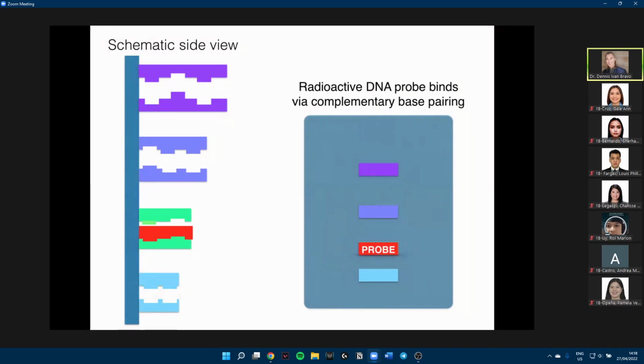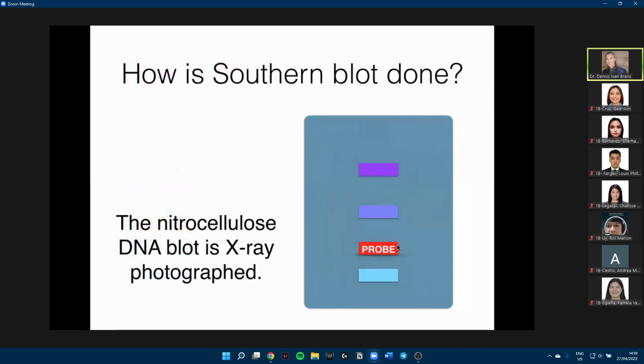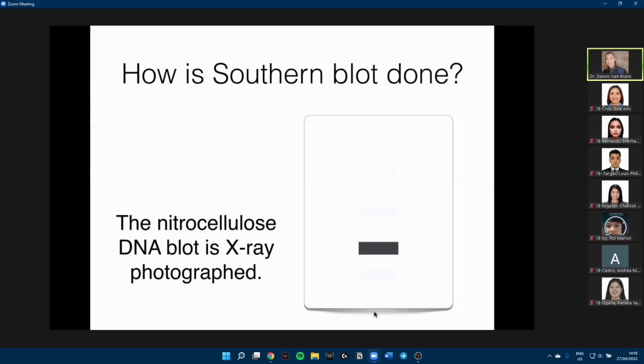Now, the final step is visualization, and this is through X-ray photography. The probe is radioactive, so the only one that will be visible after X-ray photography is the DNA that cradles the probe. Thus, everything else will disappear except for this part. So this is the blot we are interested in finding. This is our Cinderella right here. This is the DNA we were looking for.